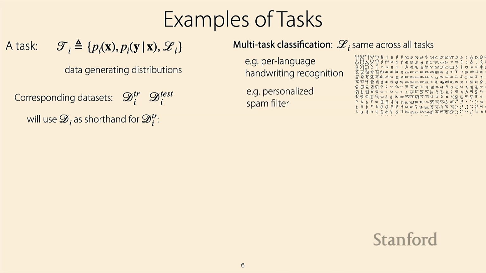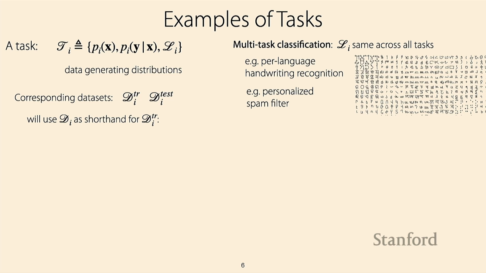As another example of this kind of multitask classification problem, you could also have a personalized spam filter where different tasks correspond to different people. And different people will receive different kinds of spam, and they will also have different preferences for what is spam and what's not spam. And so we will also, in this case, have a different distribution over x and a different distribution over y given x. But yet again, the same loss function.